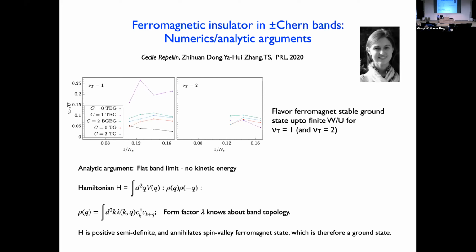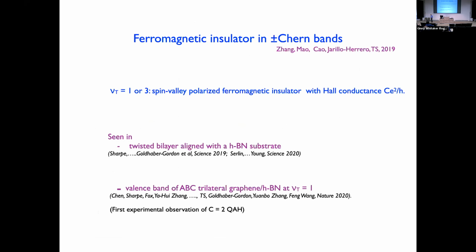So the conclusion from all of this is that you get a ferromagnetic insulator in these plus minus C Chern bands at odd integer fillings of these flat bands. Okay, and there'll be an anomalous Hall effect, a quantized anomalous Hall effect of Ce squared over h. So this is actually seen in a variety of experiments. Shortly after we started writing papers on this, Goldhaber-Gordon's group studied twisted bilayer aligned with HBN, followed by Andrea Young's group. I'll show some of the data.